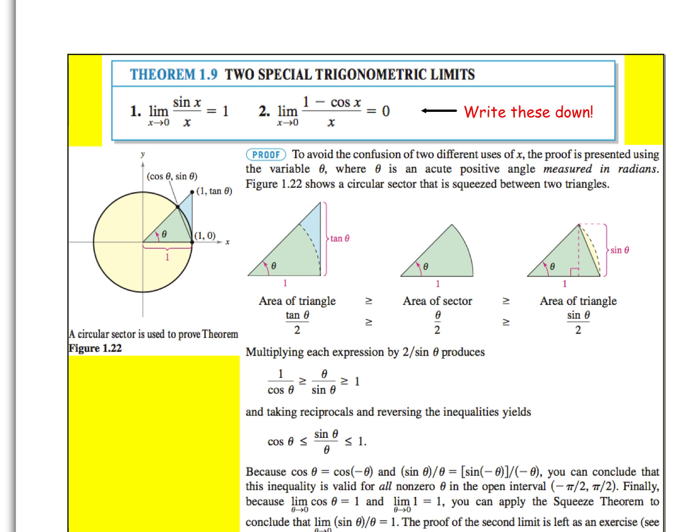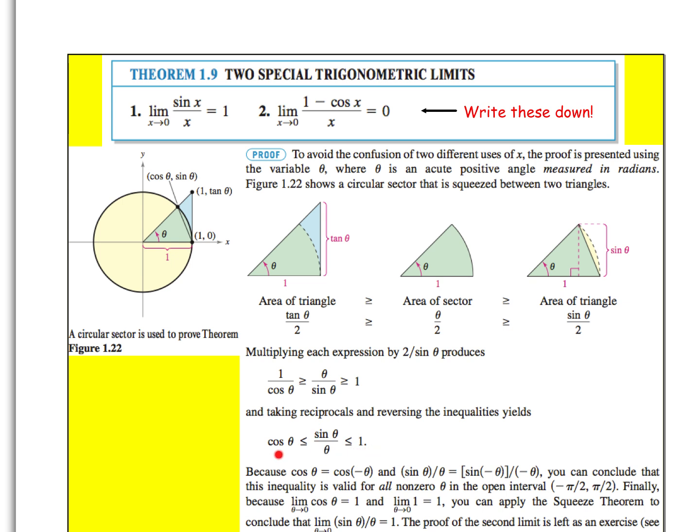Okay? All right, and then everybody in their right mind would multiply everything by 2 over sine theta, obviously. All right, that would be our next step. Just makes sense. Just kidding. Nobody would do that, but this one right here. All right, so then I end up getting 1 over cosine theta is greater than or equal to theta over sine theta, which is greater than or equal to 1. And then, obviously, you take reciprocals and reverse the inequalities, and so then you're left with this. You're left with cosine theta is less than or equal to sine theta over theta. That's the one we're working with, which is less than or equal to 1.